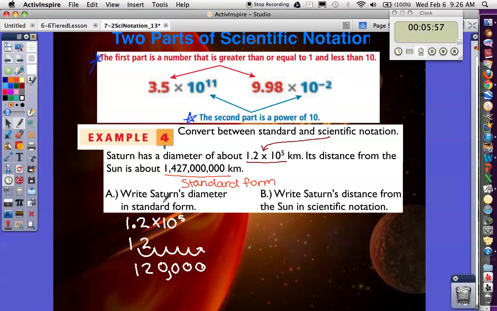We are talking about Saturn's diameter, so put your units on there and circle your answer. If we want to write Saturn's distance from the Sun in scientific notation, this would be the one that's starting in standard form.